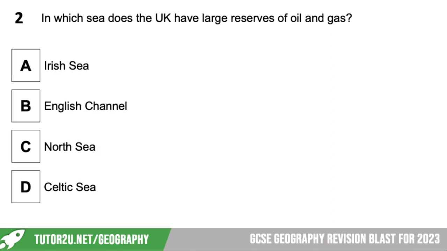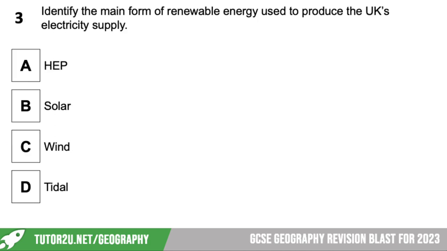Number 2, in which sea does the UK have the largest reserves of oil and gas? Is it A, the Irish Sea, B, the English Channel, C, the North Sea, or D, the Celtic Sea? Let's reveal. It is the North Sea. So there are lots of platforms, particularly off the coast of Scotland, where lots of oil and gas drilling takes place.